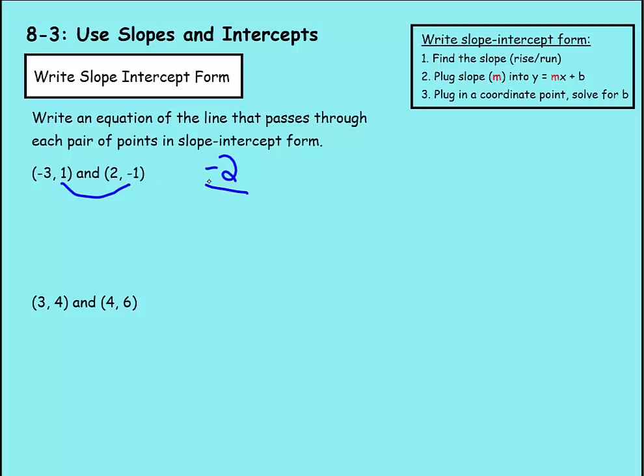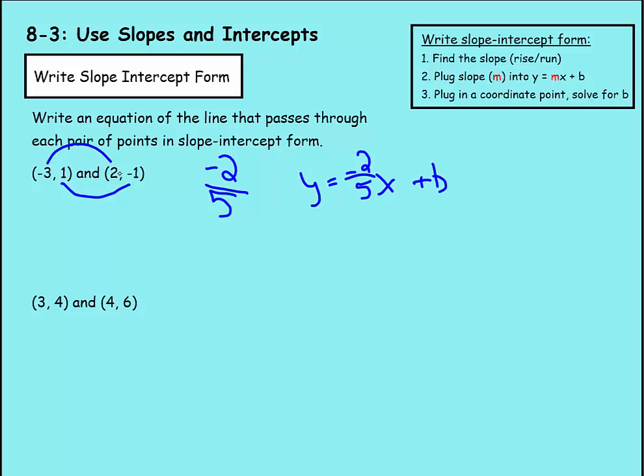And that's going to be over the run, which is the change in x. So from negative 3 to positive 2, that's going up 5. So here's our slope, negative 2 over 5. So now step 2 is to plug that slope into y equals mx plus b. So y equals negative 2 over 5 times x plus b.